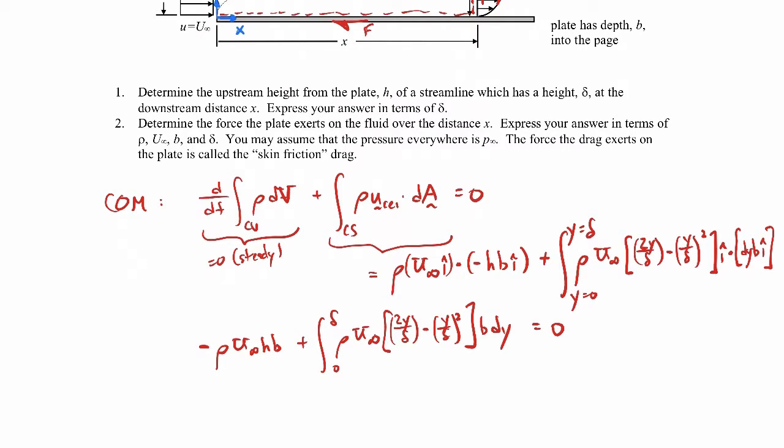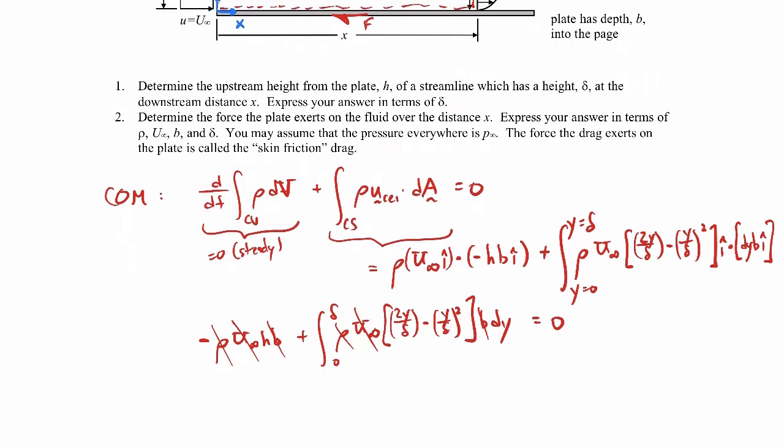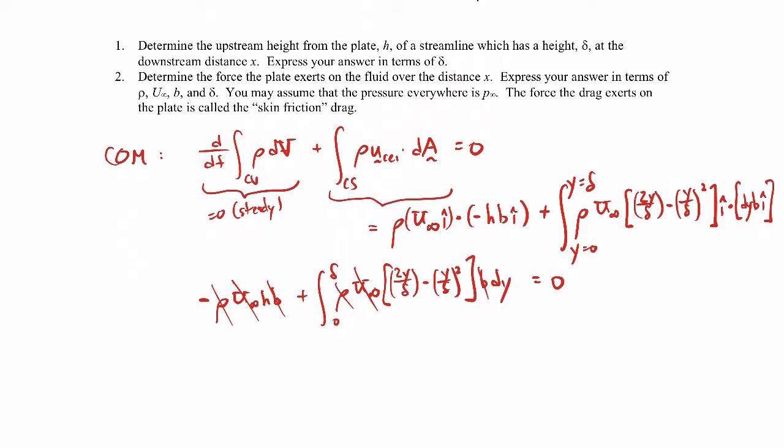So we can go ahead and solve for this. You can see there's some terms that drop out, like the rho and the u infinity. Those will cancel out. Same sort of thing with the b. That'll divide out. And then we can solve for h in terms of delta. So I'm not going to work through the integration here. It's actually not a hard integration since it's a polynomial. I'll just give you the final result once you simplify everything down. Ultimately, you'll get h is equal to 2/3 delta when all is said and done.